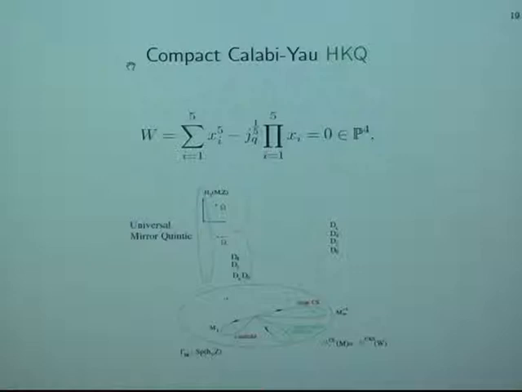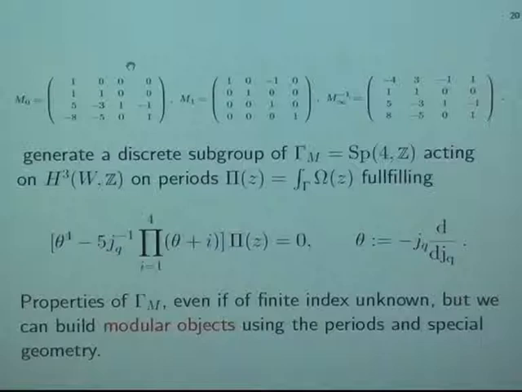Of course we know the monodromy around these, and it generates some discrete subgroup of Sp(4,Z). But we don't know much about this group. From the mirror symmetry approach, though, if we want modular functions, we can construct them by mirror symmetry, using the periods of this quintic, which fulfill the Picard-Fuchs equation. Even the index is unknown; it's not even known whether it is finite in Sp(4,Z) or not. But we can build these modular objects using the periods.